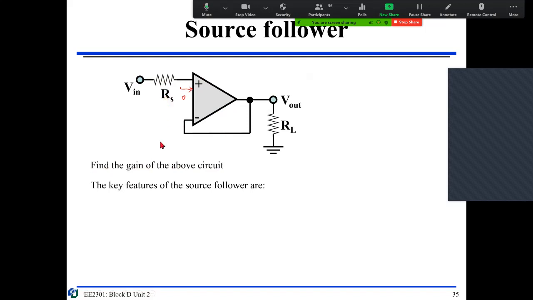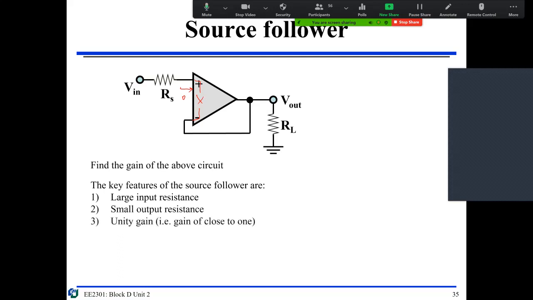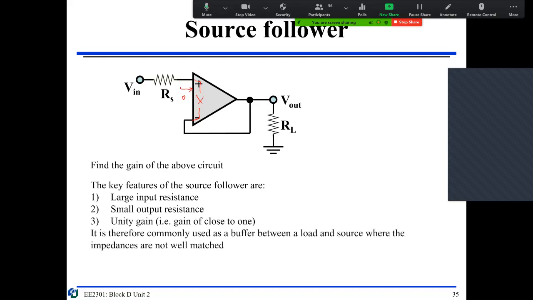So you will see that it has nothing to do with RS, nothing to do with RL. What it has is a large input resistance. That means it's an open circuit here. And a small output resistance. So you have unit gain here, very close to 1. Source follower.